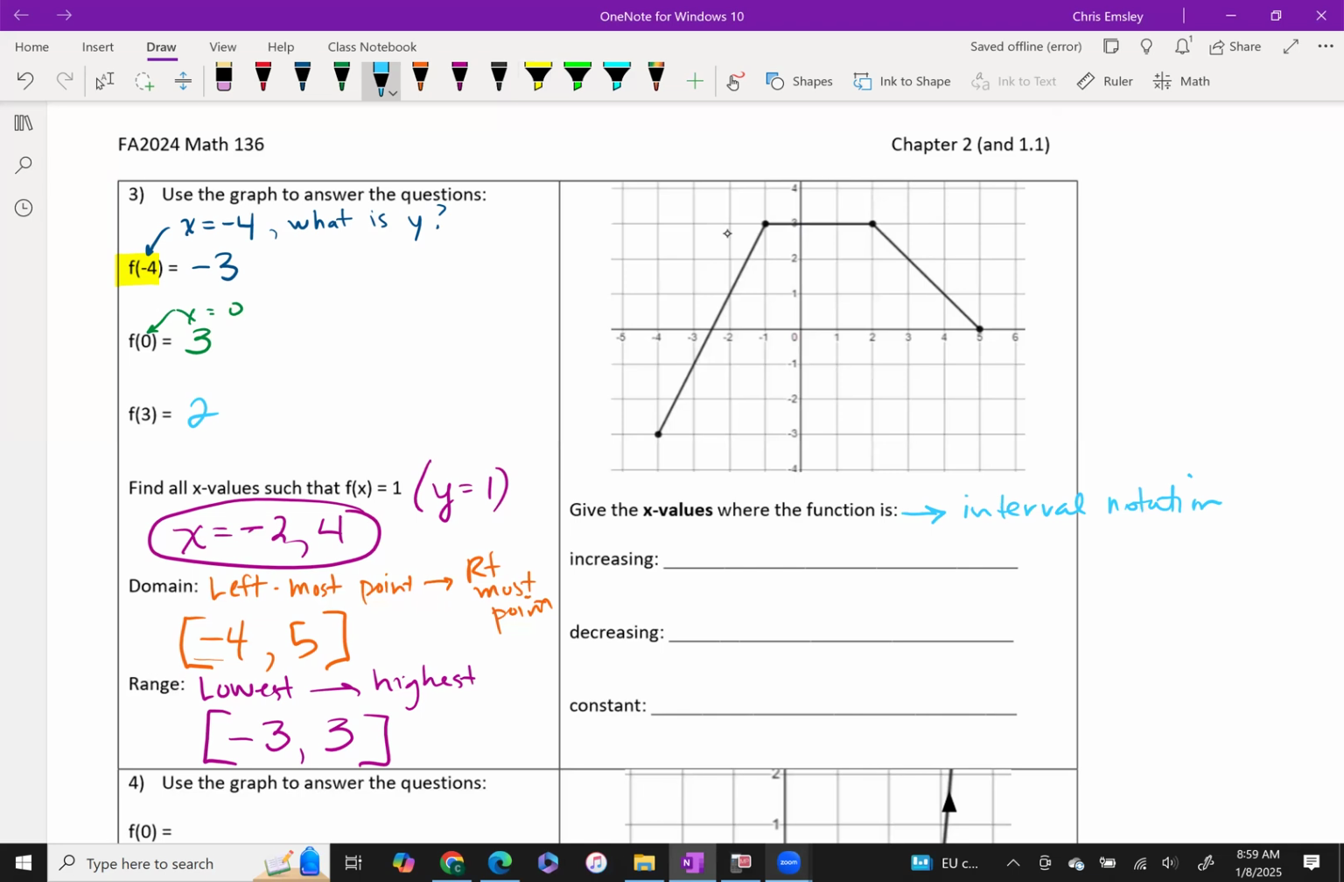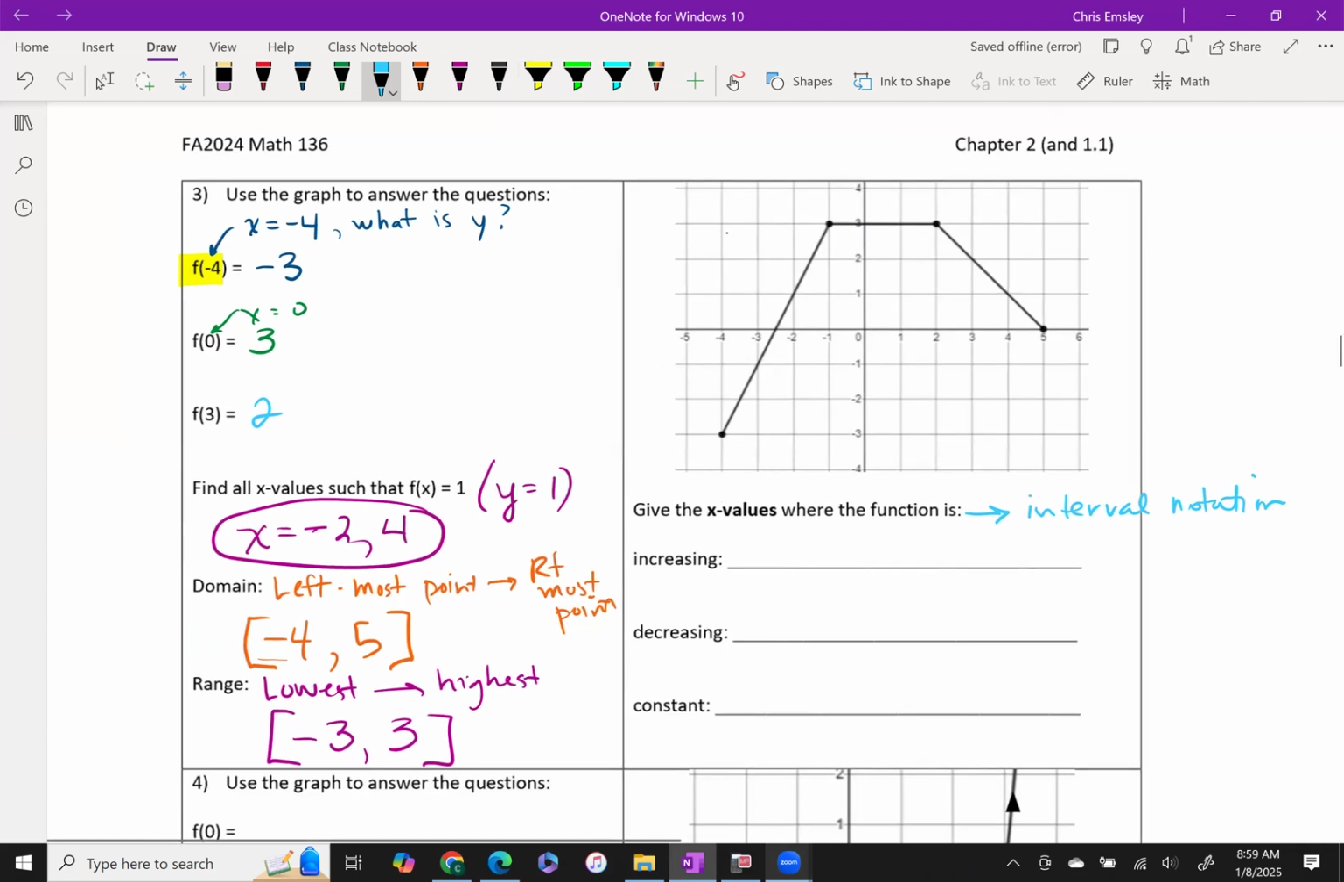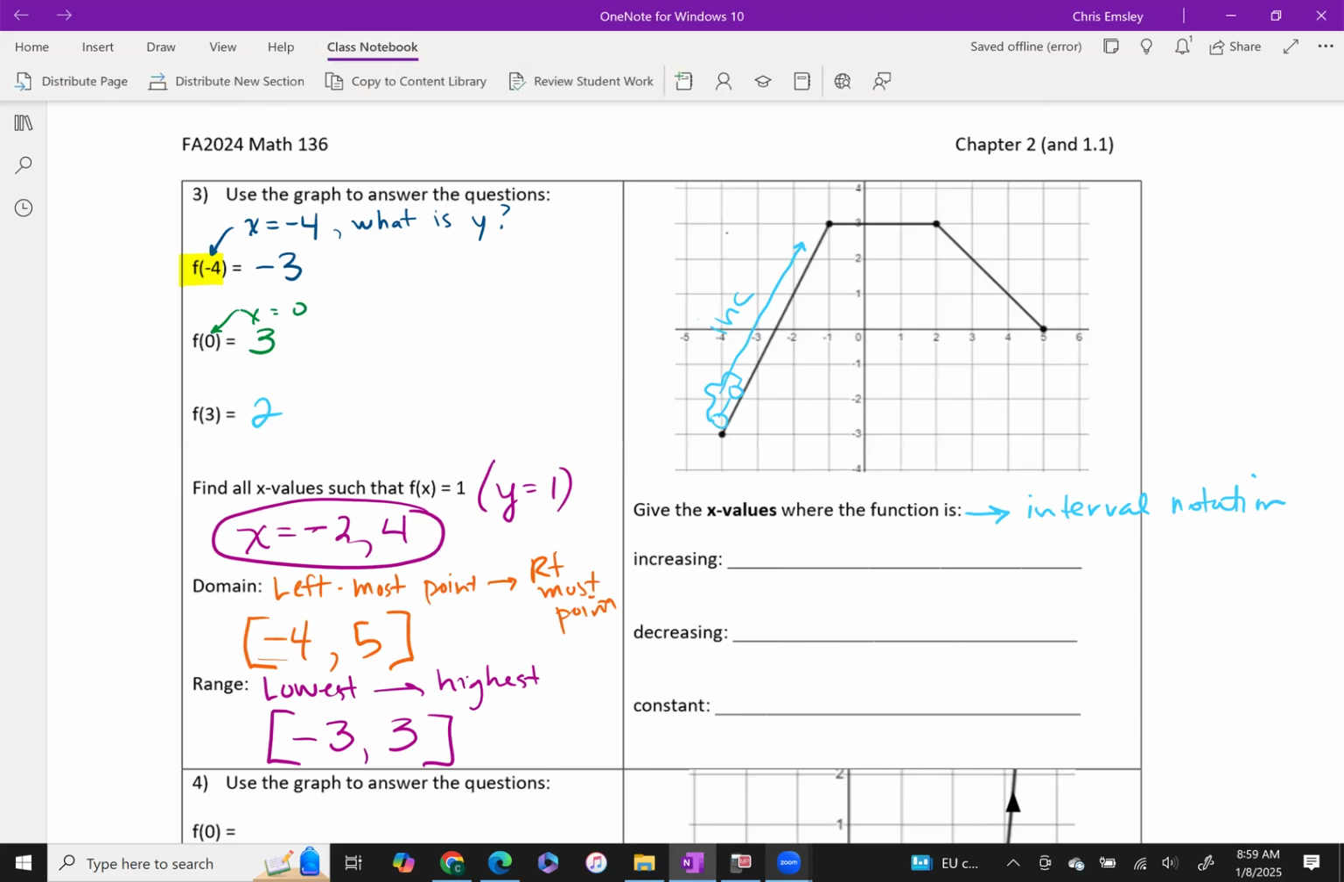Okay, we want to know, where's our graph increasing, where's it decreasing, where's it constant? Before we write out those intervals, let's just take a look at the graph. Our graph is in three pieces, right? We've got this section right here. Picture you're in a little car, always driving left to right. Are we going uphill? Are we going downhill? Or is it flat? Here my car is going uphill, so this is going to be an increasing section of our graph.